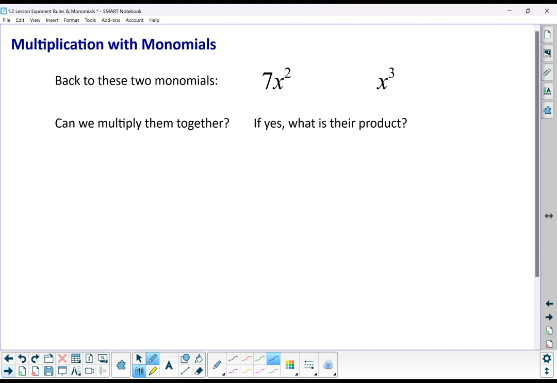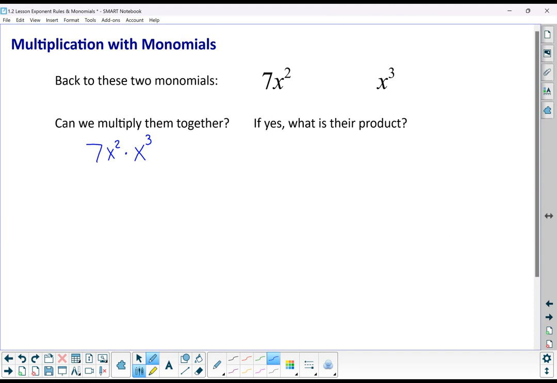Now let's switch to some multiplication with monomials. Back to these two monomials, we have a 7x squared and an x to the third. Can we multiply them together? Can we complete the operation 7x squared times x to the third? And if yes, what is their product? Well, hopefully when you see it written here, you realize that we absolutely can do that. We can actually always multiply together two monomials.